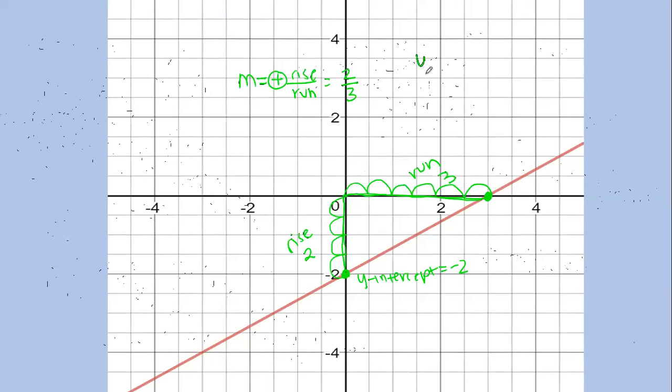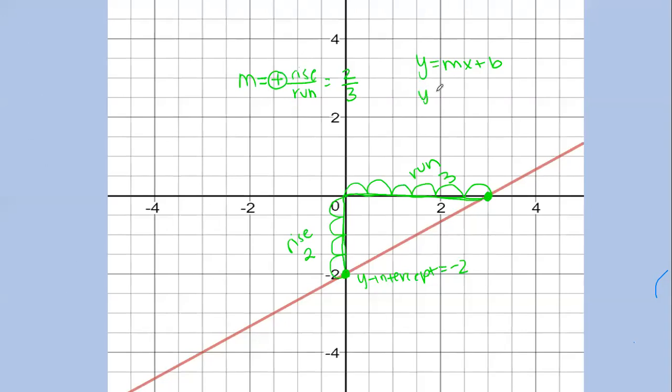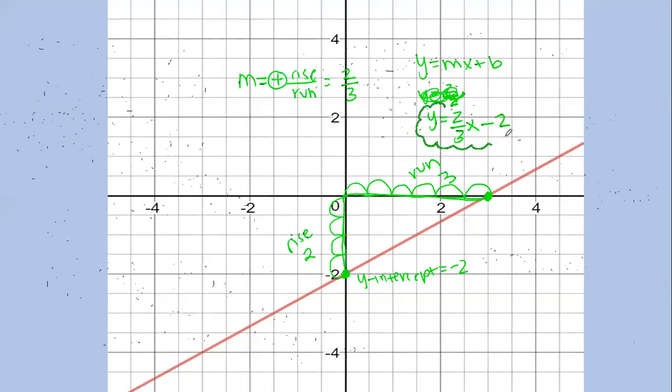So what would the equation of my line be in slope-intercept form? y equals 2/3x plus 2. Negative, sorry. -2. y equals 2/3x minus 2. Yeah, since the y-intercept is -2, it'd be -2. So this is my equation in slope-intercept form. Awesome.